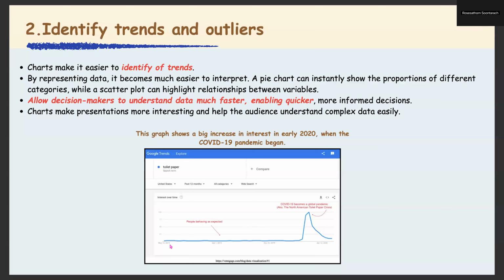And the next benefit, identify trends and outliers. Charts make it easier to identify trends. By representing data visually, it becomes much easier to interpret. A pie chart can instantly show the proportions of different categories, while a scatter plot can highlight relationships between variables. And this can allow decision makers to understand data much further.